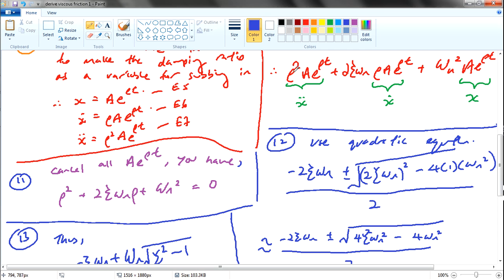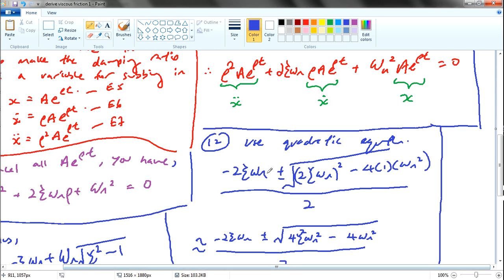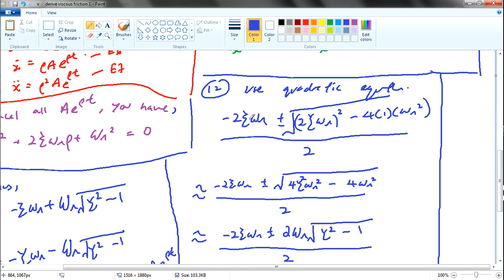So we will have rho squared plus 2 zeta omega rho plus this. Now we have a quadratic equation. If you have a quadratic equation, you can solve using the quadratic formula. So you just sub in minus b plus minus, the typical one.